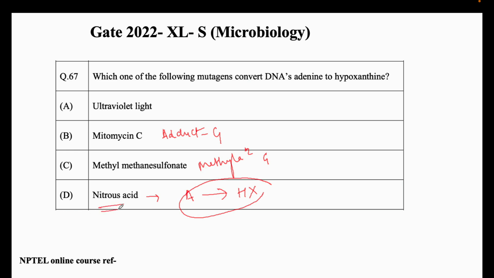And we have nitrous acid also, and then we have 5-bromouracil. You guys should go and read about 5-bromouracil. Okay, it is a very common mutagen. It's an analog, a thymine analog, and a different nucleotide is added against it. Go and read about 5-bromouracil. So nitrous acid and 5-bromouracil, these are also among the most common mutagens. Okay, so the answer is D, nitrous acid.